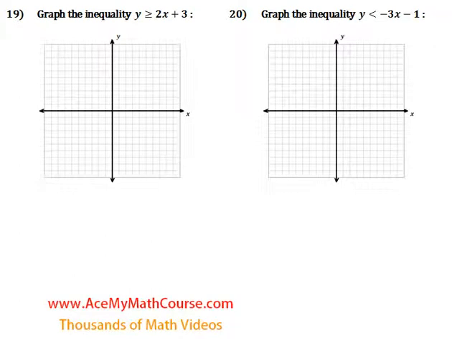Question 19. Graph the inequality y is greater than or equal to 2x plus 3. Okay, so according to y equals mx plus b, b is the y-intercept, which in this case is 3, and the slope is 2. So we go over 1, up 2, all the way through.